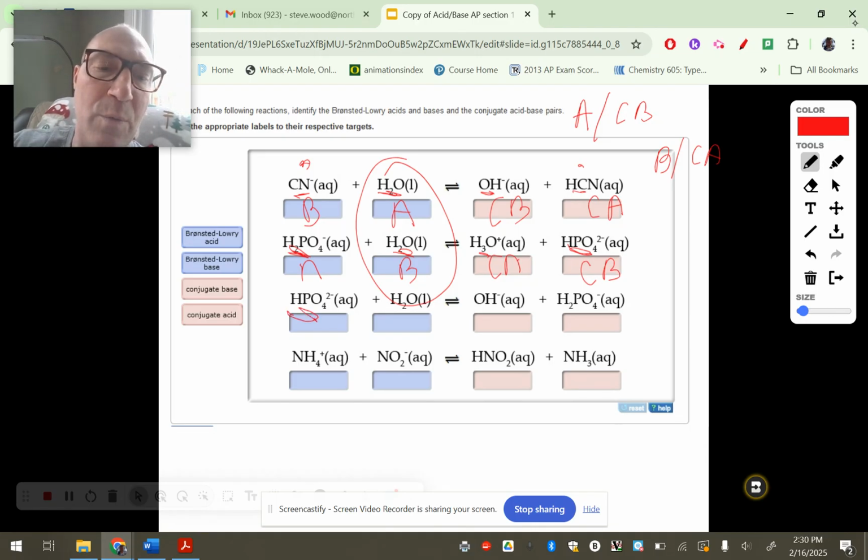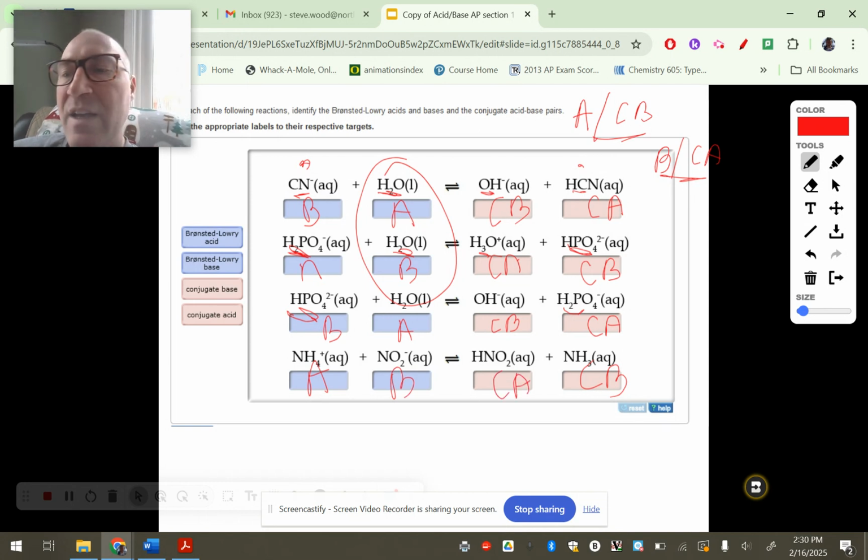So HPO4, right? Before, after, it's a gainer. So this is a base. This would be its conjugate acid. And then over here, do you see how it loses one? This would be my acid, and this is its conjugate base. They're always opposite. Remember that. And then finally, down here, this is a loser. So this is my acid. This would be its conjugate base. And this would be a base with its conjugate acid. And if you can do that, that's a win for today.